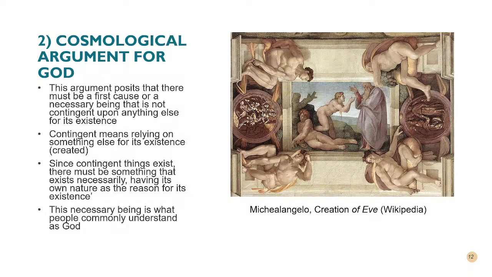For that reason, this brings us to the cosmological argument for God. This argument posits that there must be a first cause or a necessary being that is not contingent upon anything else for its existence. Contingent means relying on something else for its existence. Since contingent things exist, there must be something that exists necessarily, having its own nature as the reason for its existence. And so from the cosmological arguments, we will look specifically into the five proofs of Saint Thomas Aquinas, as well as, to a lesser extent, what is known as the Kalam cosmological argument.